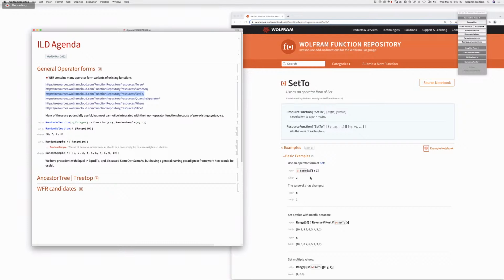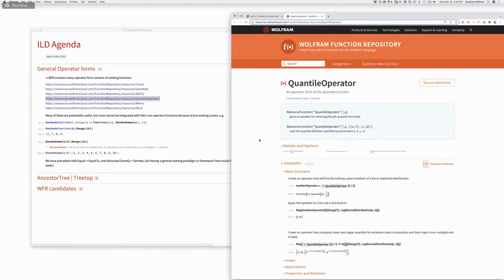Obviously, for not very popular things or one-off things, operator applied or curry applied would be the way to go. But okay, which ones here are seriously common? Something important here is that operator applied cannot handle attributes or holding attributes. Something like set2 probably needs to have its own operator.